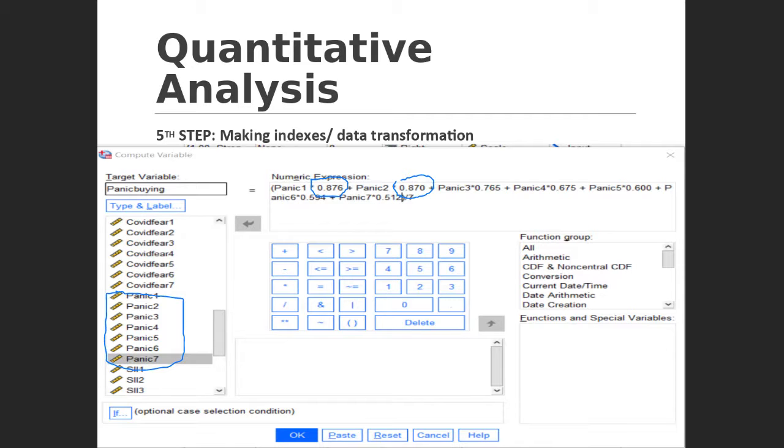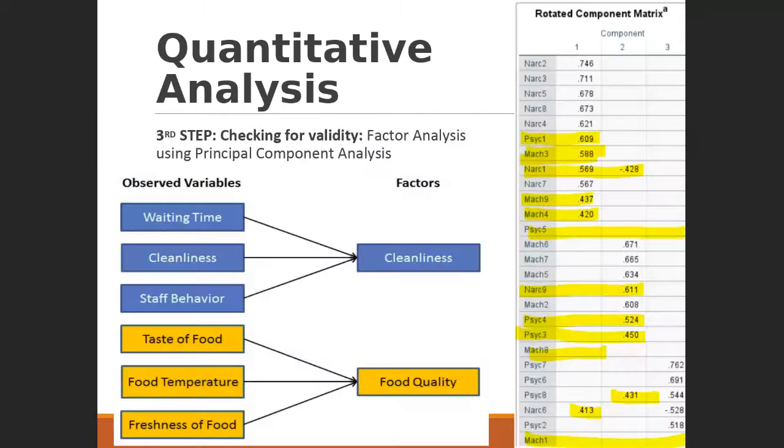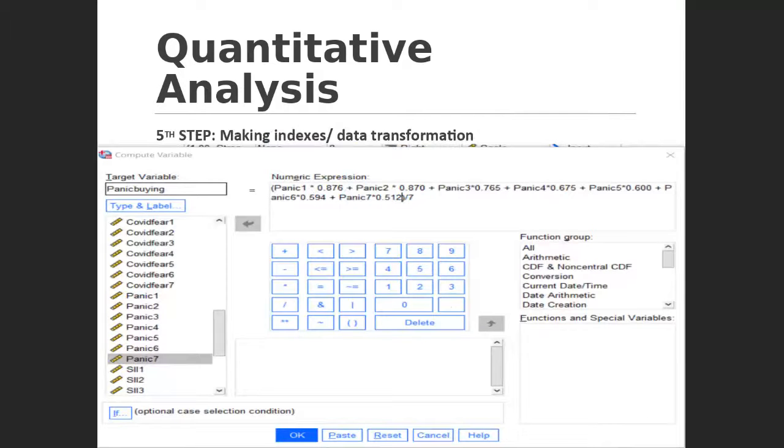So if you have 30 items in your questionnaire, and there are 3 variables, and each variable has 10 items, it means that you need to reduce these 10 values per variable to a single value. This is what we do in our index part, in our data transformation part. We reduce these 10 values to a single value according to their weight, and that weight is established in our factor analysis. These are the weights.